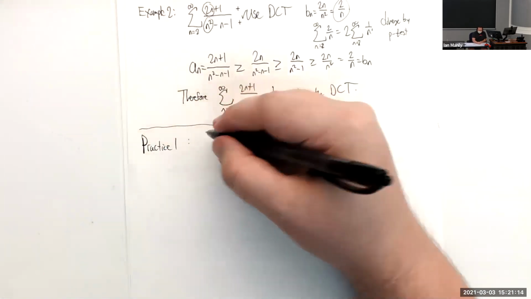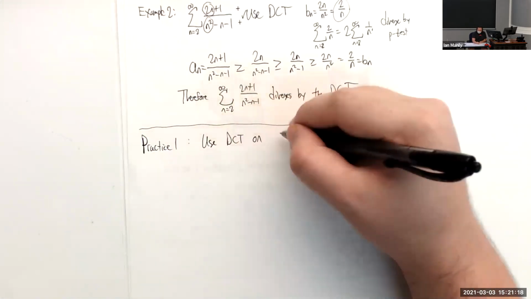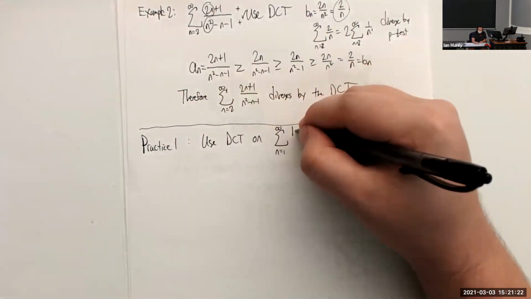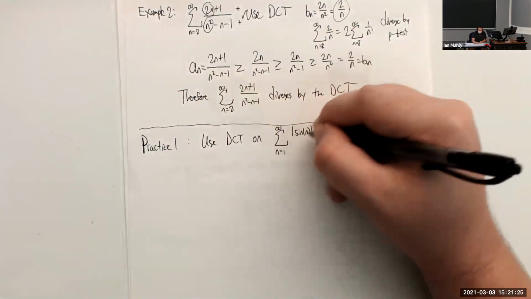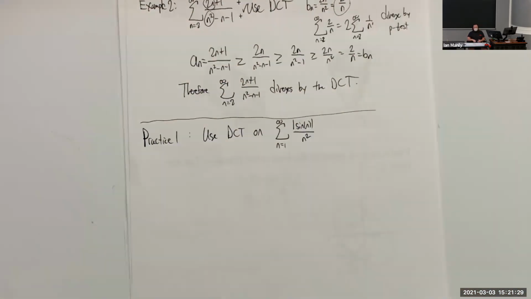Okay, so what I want you guys to do is use the direct comparison test on the sum from n equals 1 to infinity of the absolute value of sine of n over n squared. And I want you to determine if this converges or diverges. Now, if you add something to your denominator, that's going to make it smaller because you're adding it to the denominator.